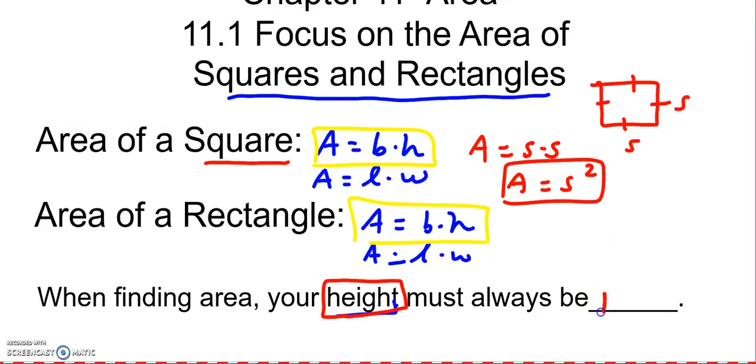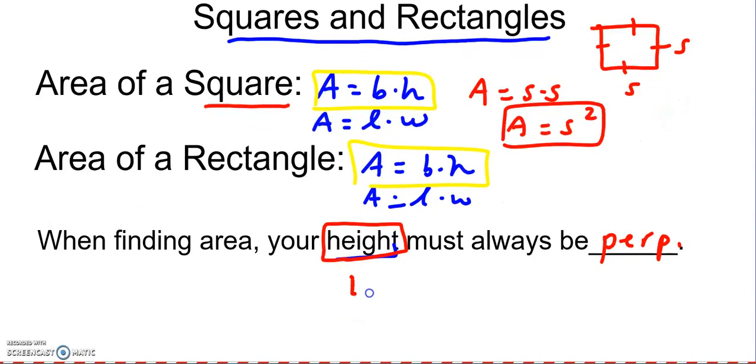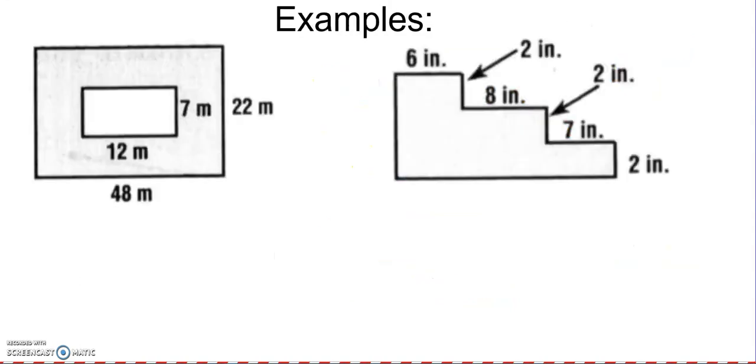Your height must always be perpendicular, aka your height must be an altitude in order to truly find the area of a square, rectangle, or really any shape as we keep going through this unit. So with that in mind, let's take a look through some examples. I want to focus a lot on the ones where you're trying to find the area of a shaded region. So for instance, in this first example, you're trying to find the area of this inside rectangle.